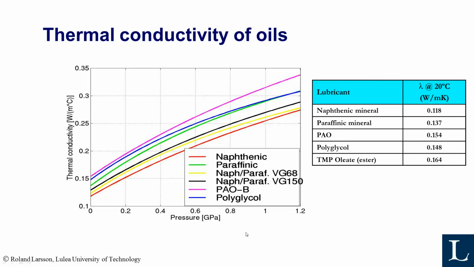The thermal conductivity is also important, because an oil has a poor thermal conductivity, so the heat is not conducted away very easily from this thin film. Typical numbers you can find here: naphthenic mineral oil, again the worst numbers, while an ester has the best numbers, highest. Even if it's a poor number, a low thermal conductivity, it is much better than the mineral oils.